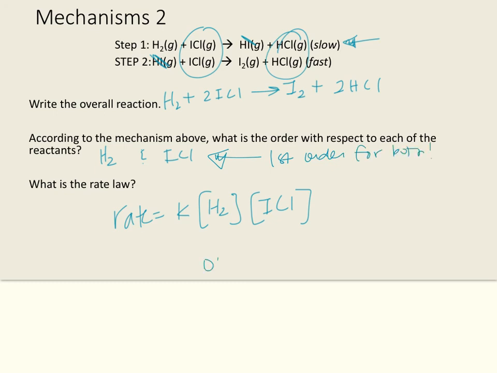And so this is overall second order. It doesn't matter that this has a coefficient of 2 in it, because the second ICl is in the second step, which is the fast step. So it does not control the rate. The slowest step controls the rate. Just like if you're talking about a process that you're doing, if you're going to try to figure out how long it's going to take, the slowest part of it is going to take the biggest amount of time out of the total time. And so that's why the slow step controls the rate law.